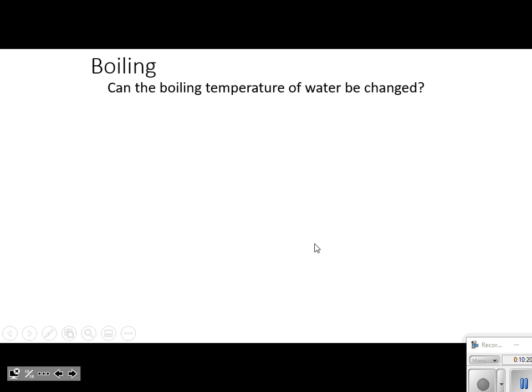Now, can the boiling temperature of water be changed? What do you think? Yeah, how? Ethan? Yeah, based on the atmospheric pressure. If the atmospheric pressure is not 760, we said it's 760 millimeters of mercury at sea level, right? Is everything at sea level? No. Right here, we can see that we're not at sea level. Our elevation is 876 feet above sea level.